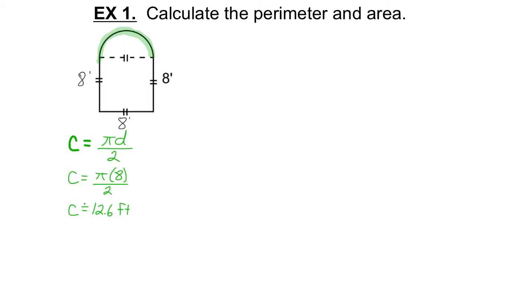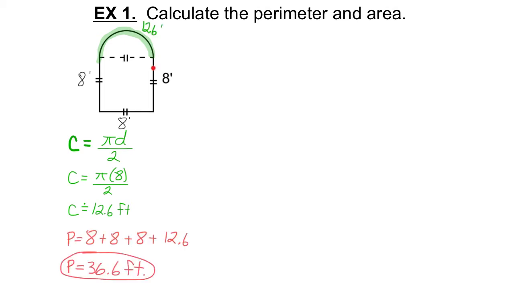So now I can calculate the perimeter. I add up the three sides of the square portion, 8 plus 8 plus 8. Then I add the curved portion, 12.6. And I end up with 36.6 feet. That's the perimeter of this composite shape. But now I have to find the area of this shape.